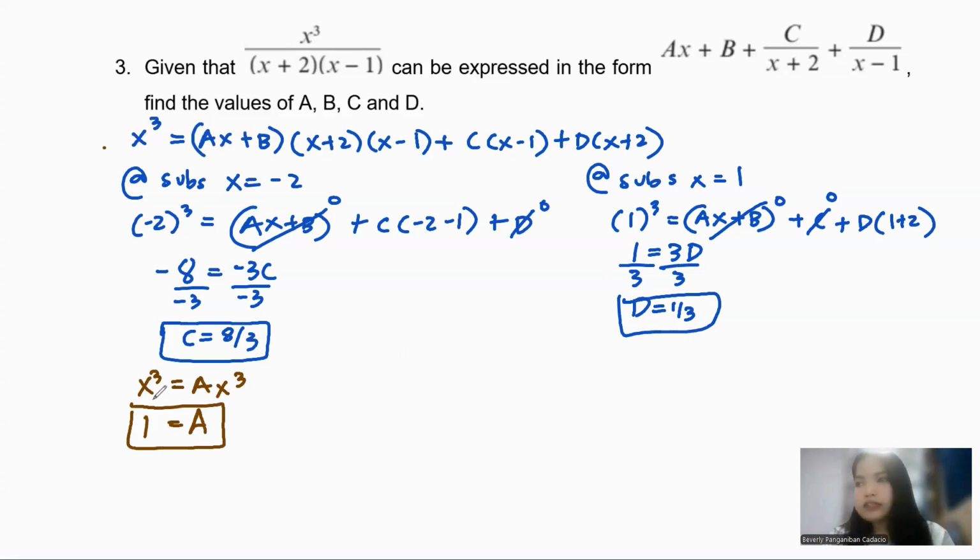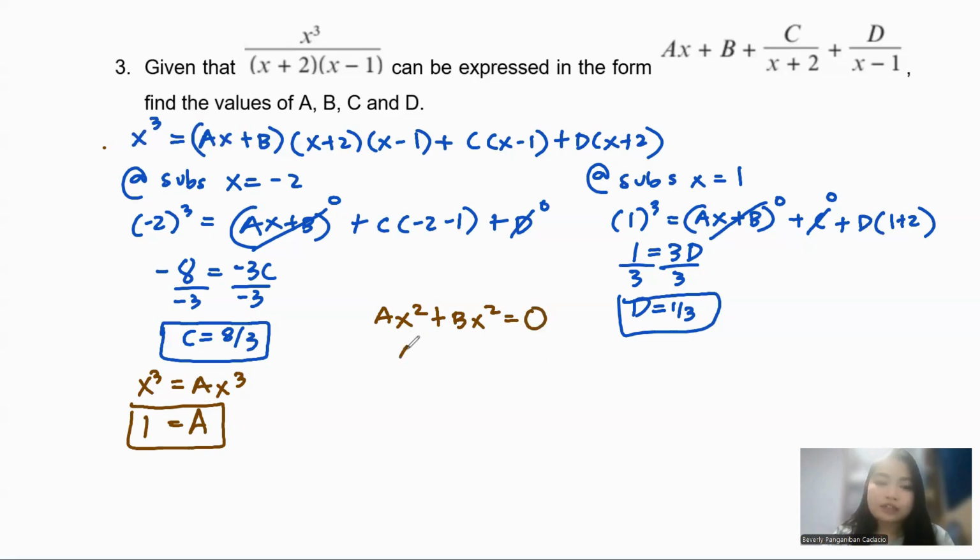Okay, and what else can we do? Coefficient of x squared. Maybe we can talk about the coefficient of x squared because you can only focus here. There's no x squared here, there's no x squared there, there's no way you will have x squared in this part. So you can just focus here. Ax times x, you're going to have ax squared there, right? Okay, ax squared. And this one, bx times x, you're going to have bx squared. And you know that you don't have any x squared here. So meaning to say that will just be equal to 0, right?